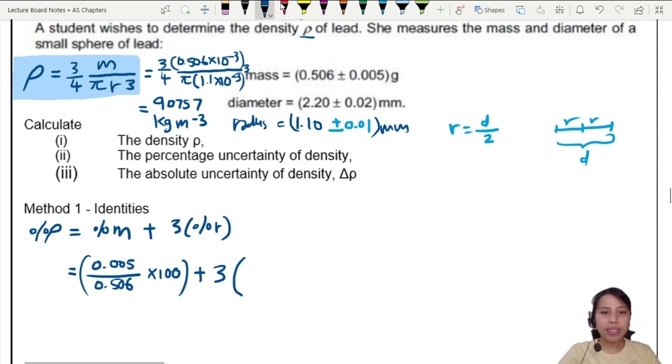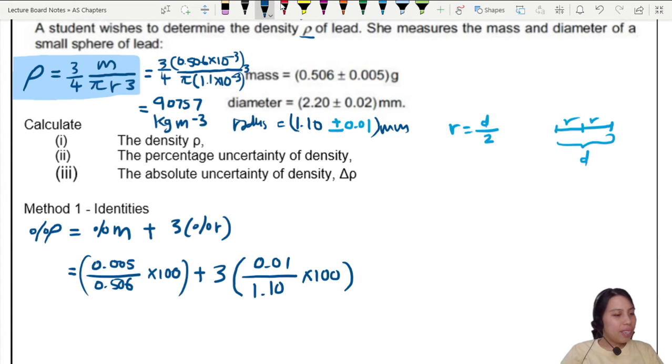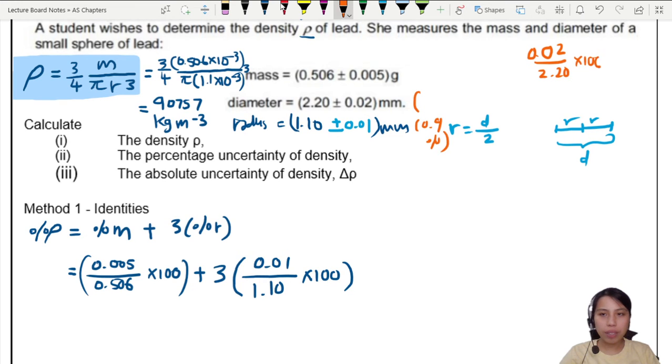So it doesn't matter which one you take. You can take radius, okay, 0.01 divided by 1.10 times 100. You would get an uncertainty in radius. By the way, I'm going to do a quick check. Is it the same? Can we divide like that? Okay. So radius, your uncertainty will be 0.9%. If you want to check for diameter, you take 0.02 divided by 2.20 times 100. That's your percentage uncertainty in diameter. That will be also the same. It should be the same. So this will be 0.9 also.